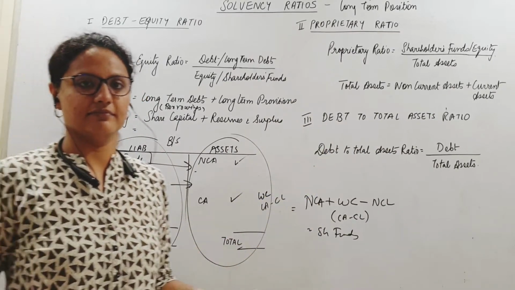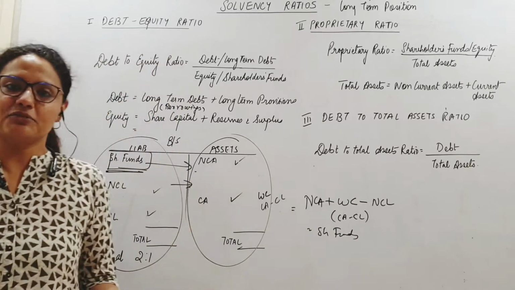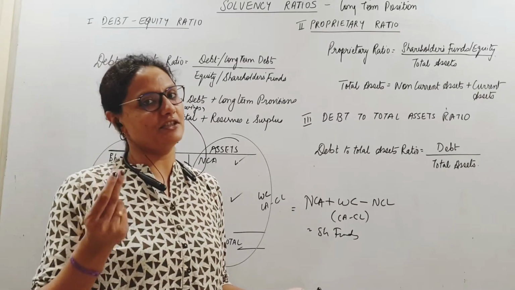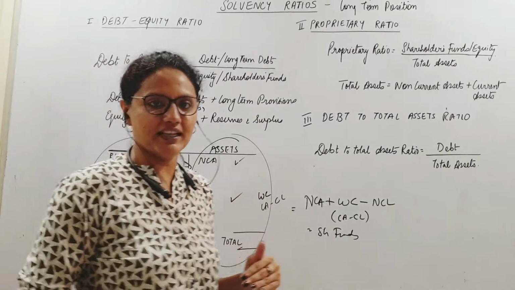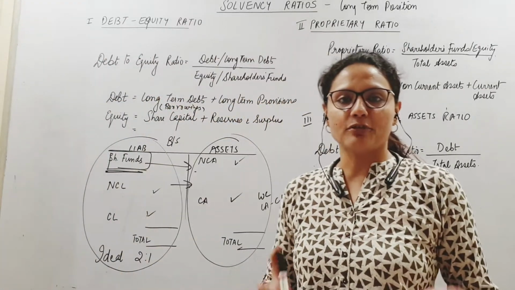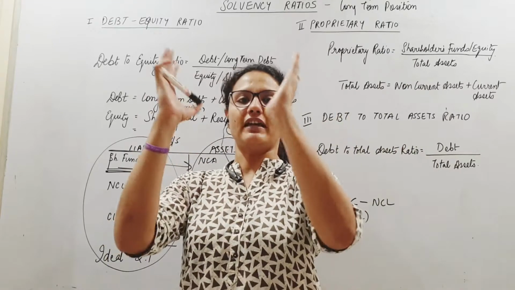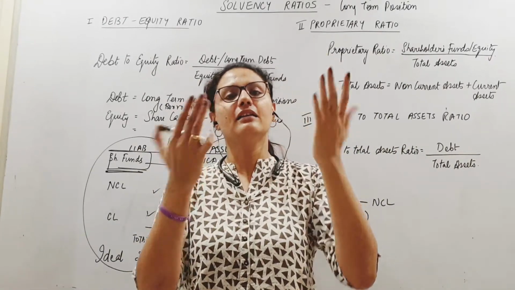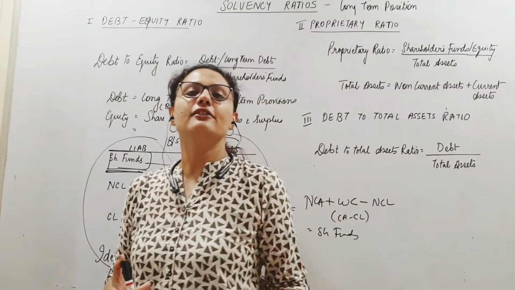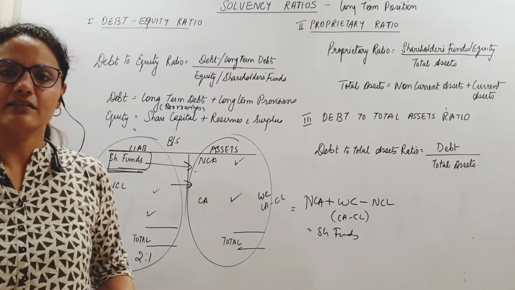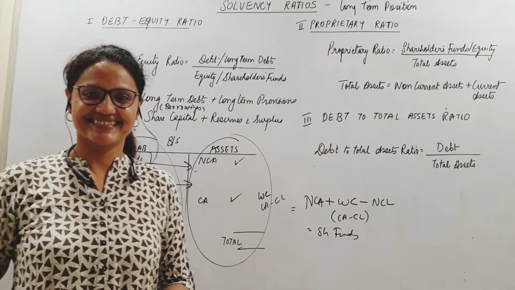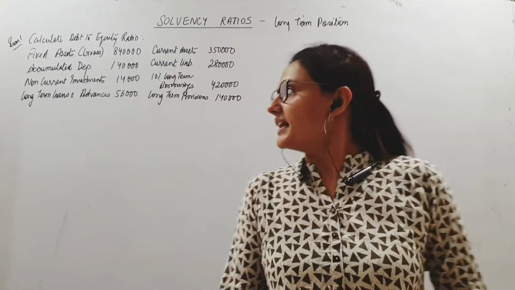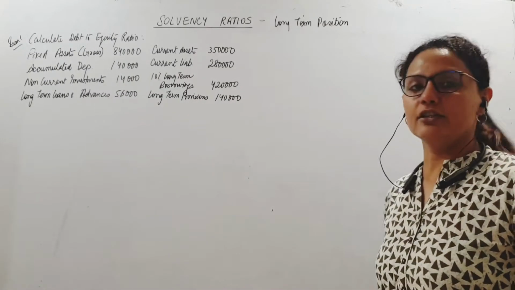It doesn't take much time, children. If you've understood this, the formulas will be learned like that. So debt equity ratio is debt by equity. Proprietary ratio, meaning how much is the proprietor's fund? So we write shareholders funds by total assets, and debt to total assets is debt by total assets. Have you learned all three? Do the sum. The sum says calculate debt to equity ratio.